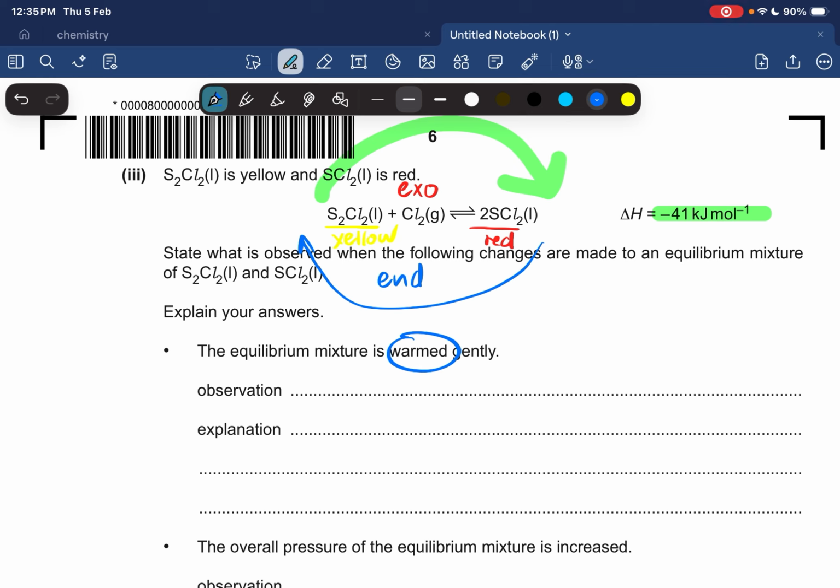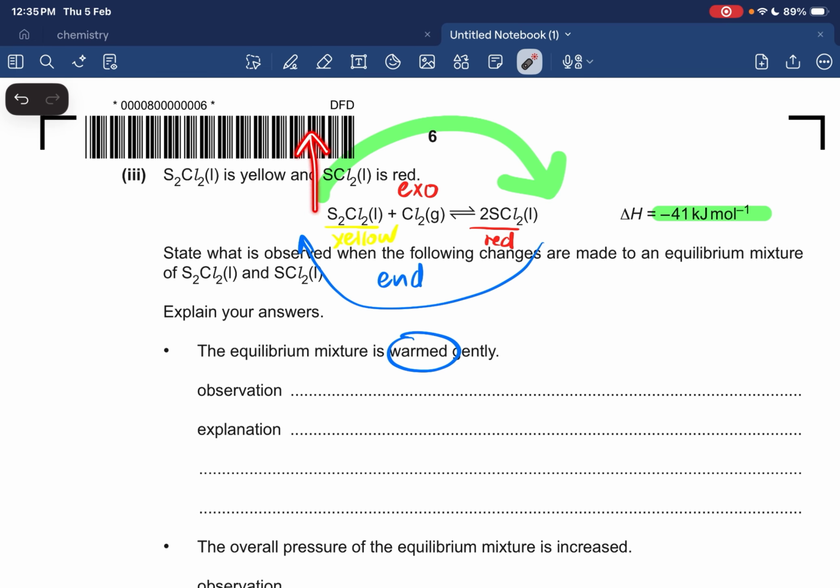And when you're heating it, what's gonna happen is that you provide heat to it. The equilibrium is gonna move backwards. Why? Because you're trying to increase the heat. The equilibrium is going to try to decrease it, and it's going to do the endothermic part, because the endothermic part absorbs heat.